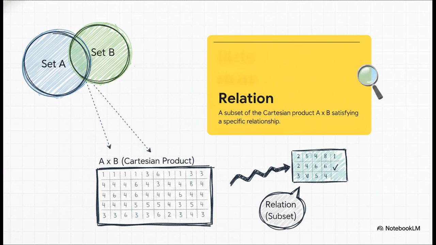Mathematically speaking, a relation is just a subset of that Cartesian product we literally just talked about. This means we start with that massive, complete list of all possible ordered pairs, and then we apply a specific rule. We only keep the ordered pairs that actually satisfy the rule we care about.